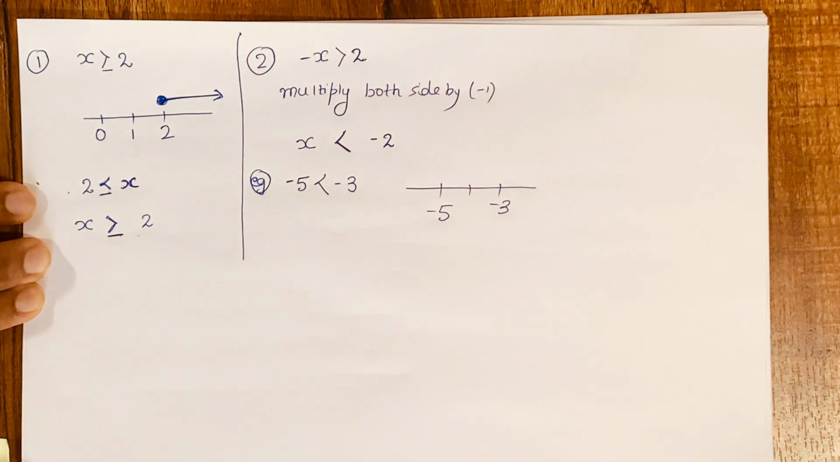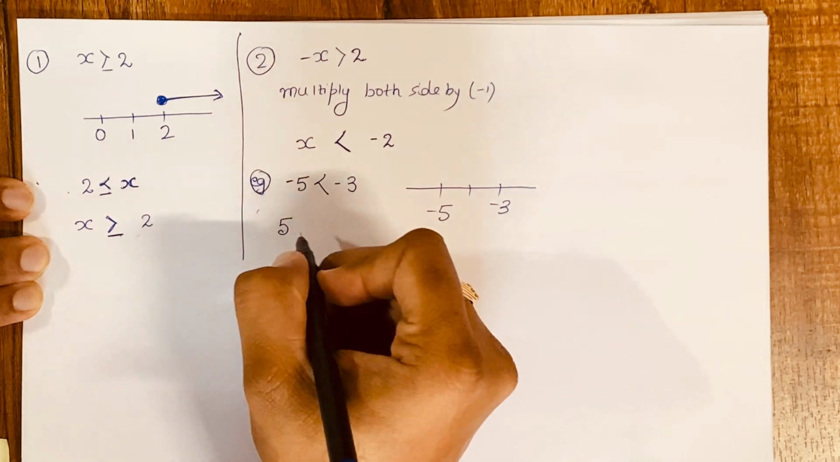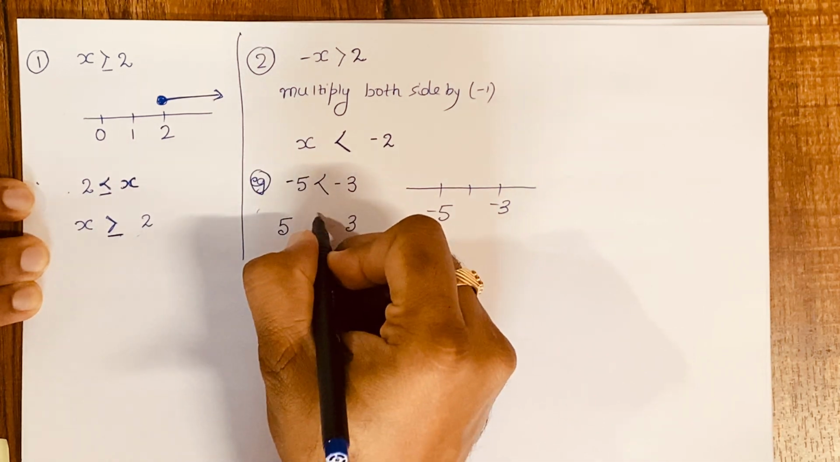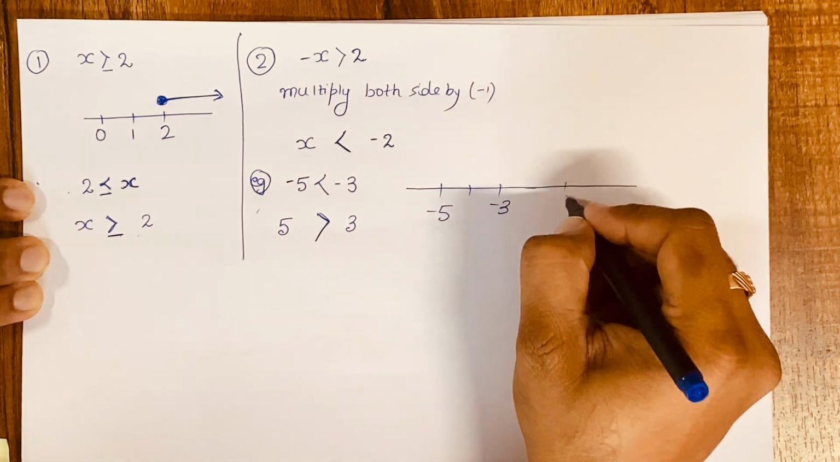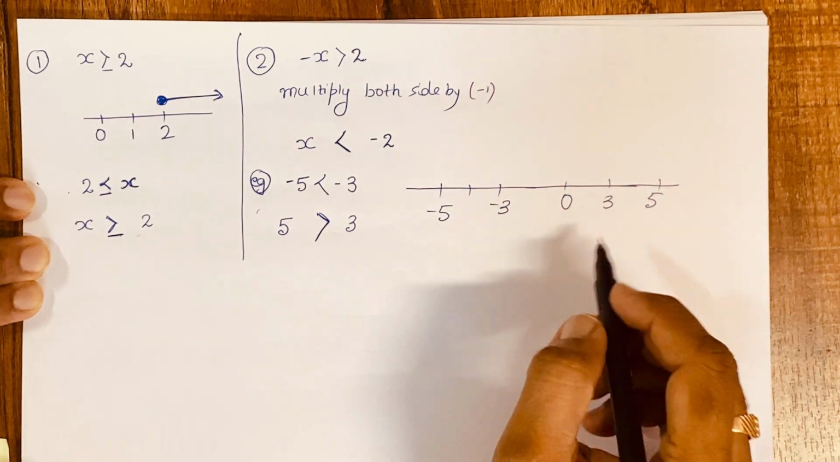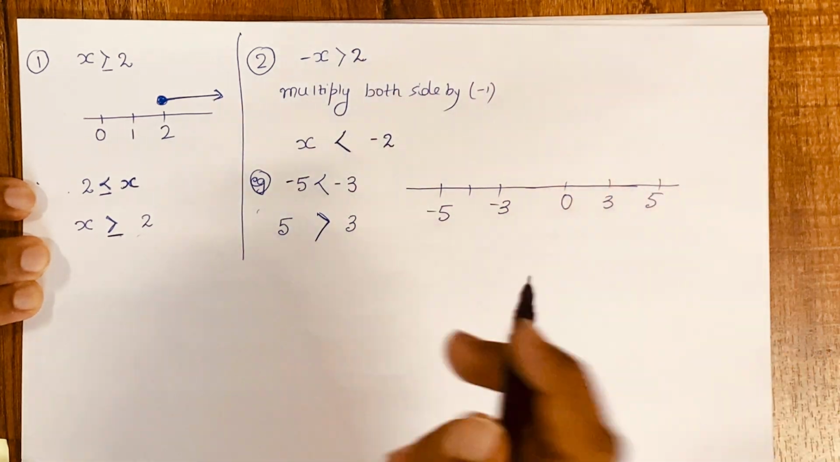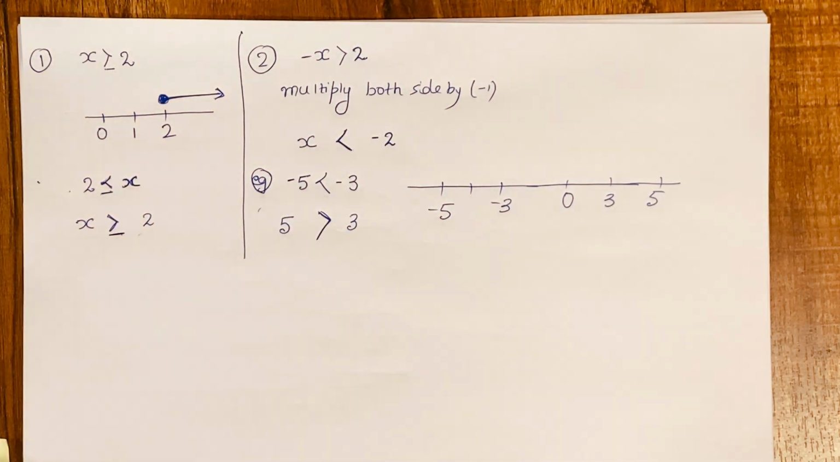Correct? While the same thing, if you want to multiply both sides by minus, minus 5 will become 5, minus 3 will become 3, and then you have to change the symbol and write 5 is greater than 3, which makes sense. Why? Because 0 is going to come here, 3 is going to come here, 5 is going to come here. Correct? So please remember this part and this part, both of them are equally important.